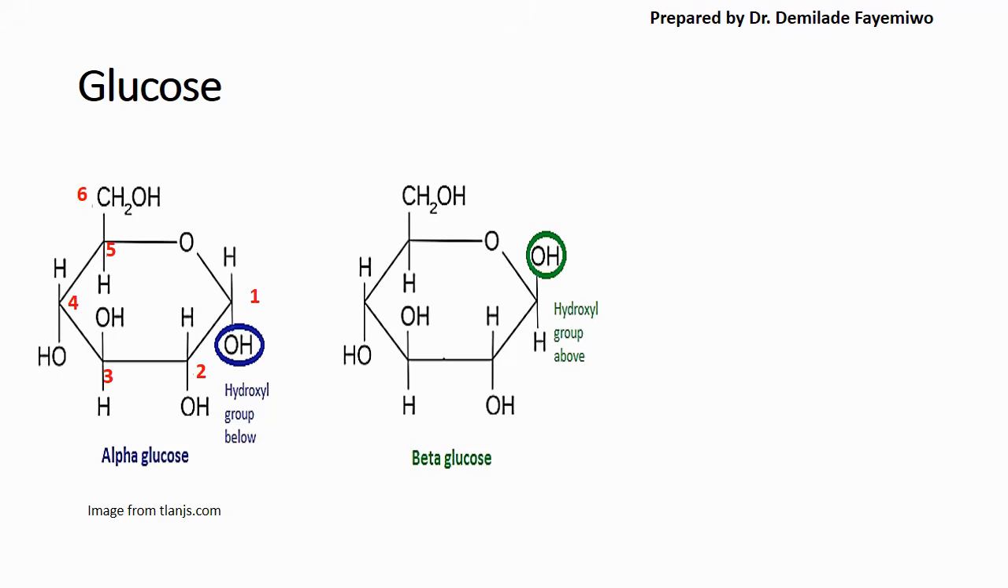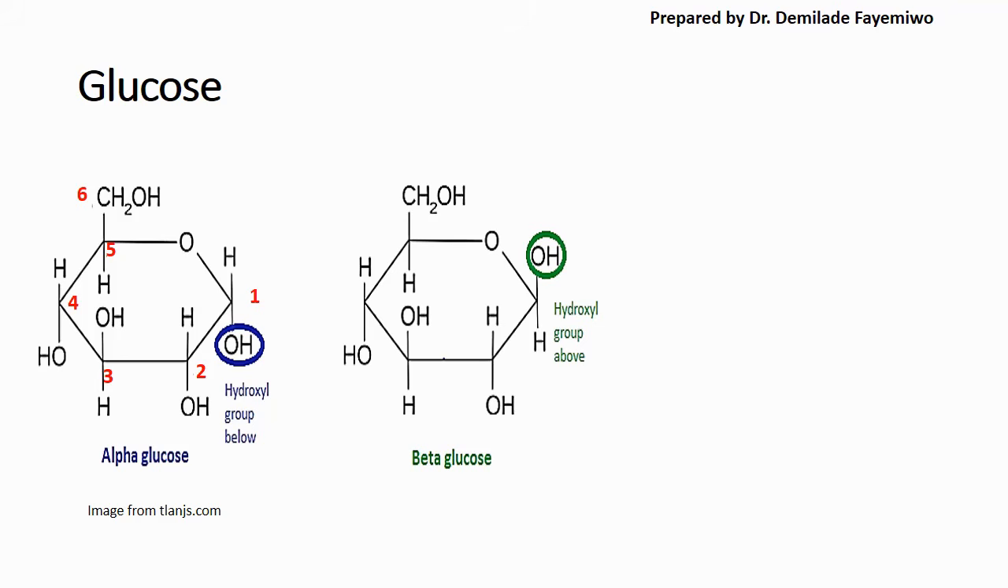So we usually start from the carbon on the very far right of the ring structure, that is carbon number 1, and we label in a clockwise direction. So carbon number 1 is the one on the very far right, the one beneath it is carbon number 2, then 3, 4, 5, and carbon number 6 is the one labeled as CH2OH on the molecule.